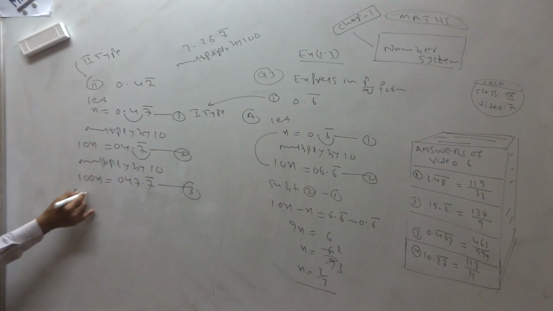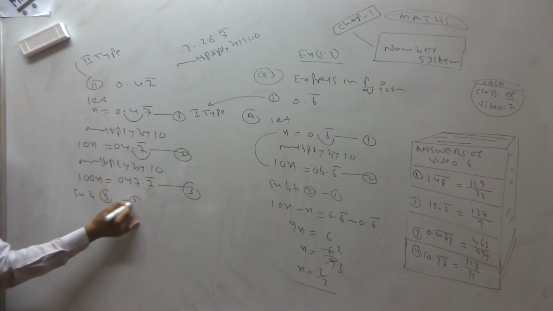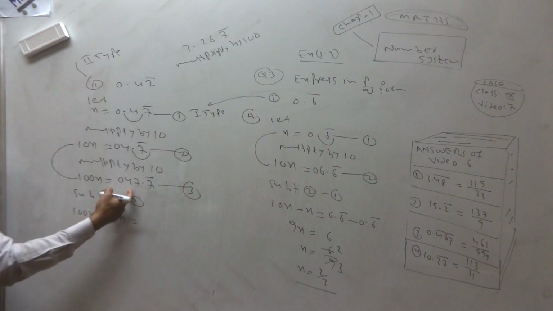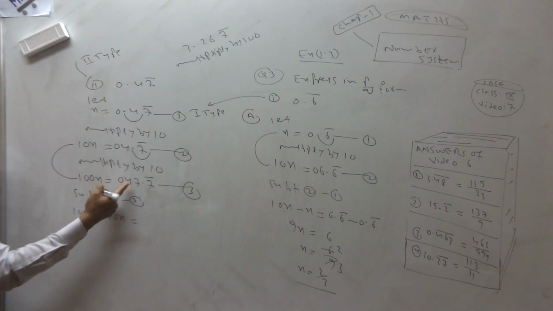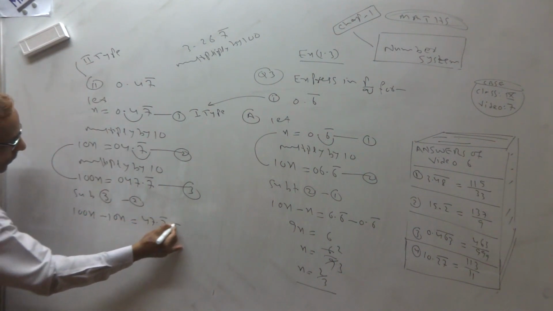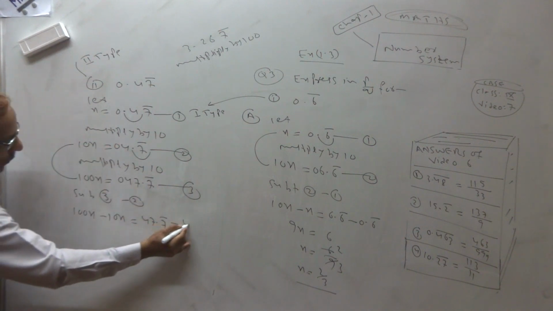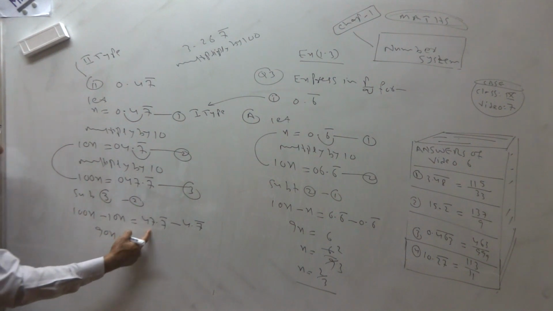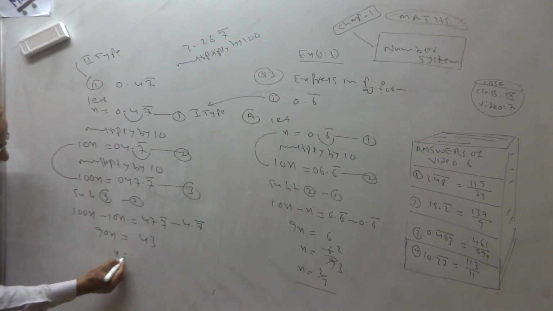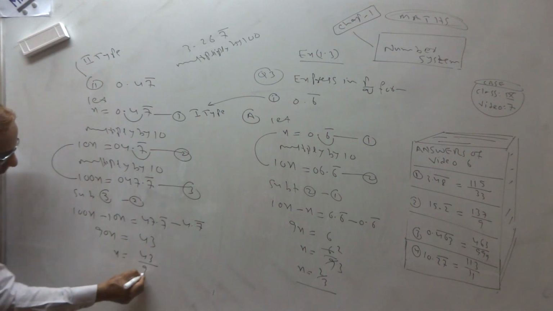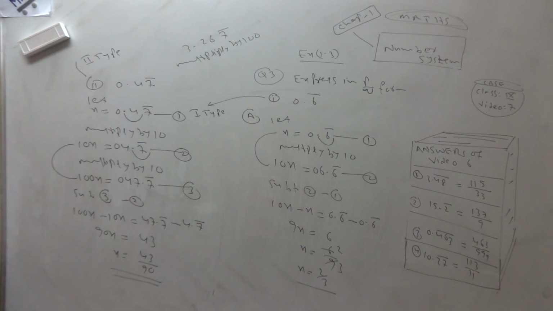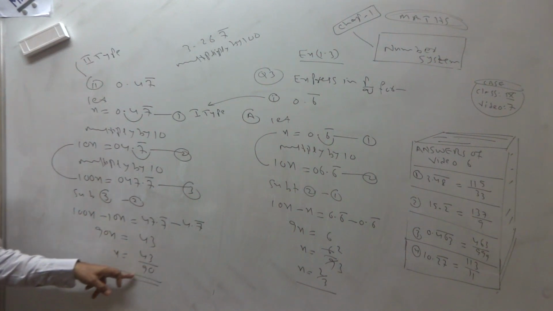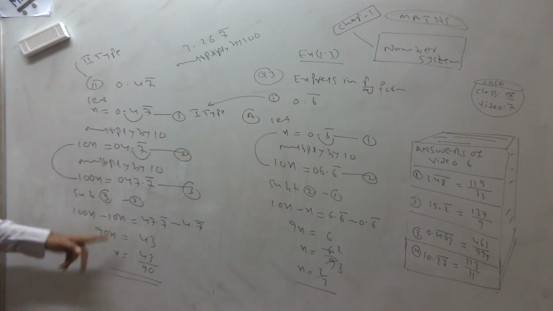Now subtract third minus second. 100x minus 10x. This minus this. 047 means 47. 04 means 4. 100 minus 10, 90x. 47 minus 4, 43. 43 divided by 90. This is the second answer we got. Clear? Fraction. Can you cut it by 3 or any number? No. So that is the answer.